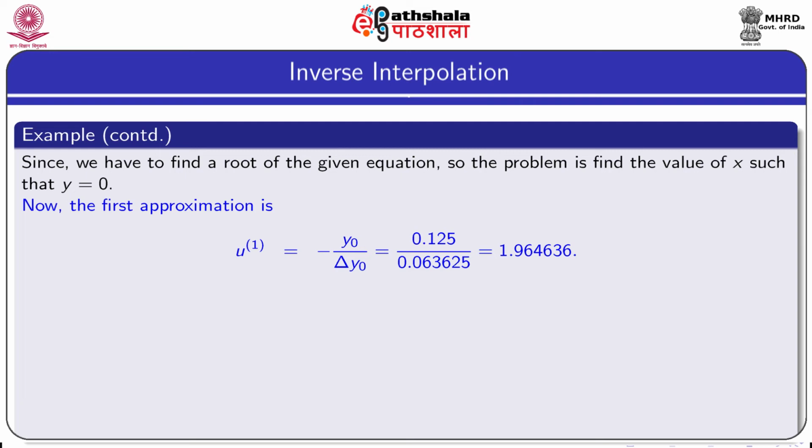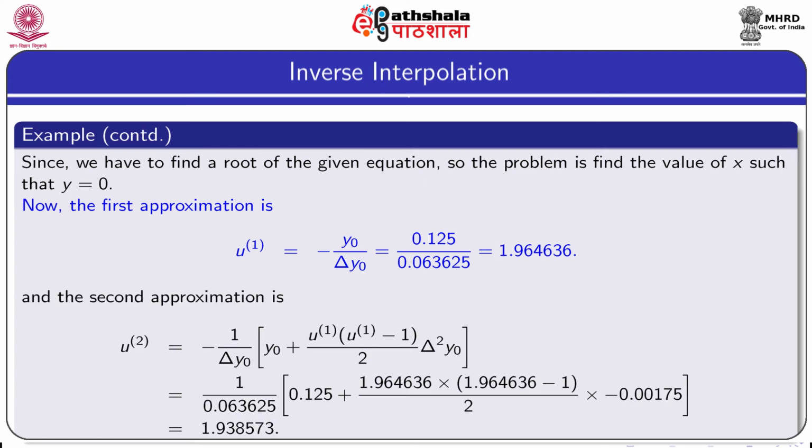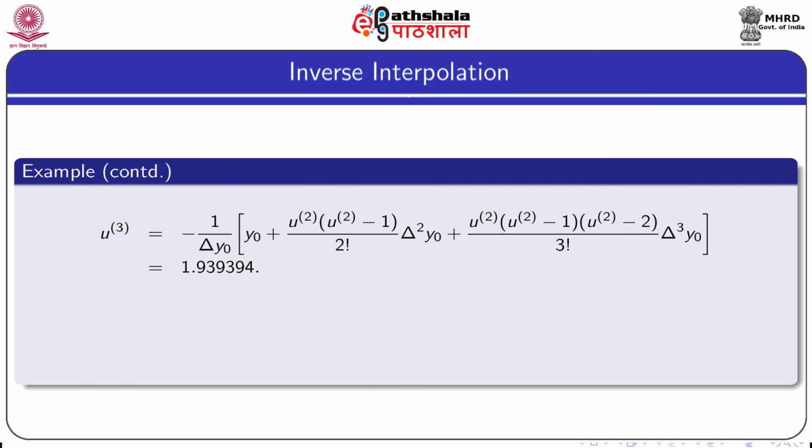In this case y equal to 0, so the formula for u1 is simplified as minus y0 by delta y0, and by substituting the values of y0 and delta y0, the value of u1 is finally 1.964636, and the second approximate value of u, that means u2, is equal to 1.938573. The third approximate value u3 is equal to 1.939394. That means the third approximate value of u is taken as 1.939394, correct up to 6 decimal places.